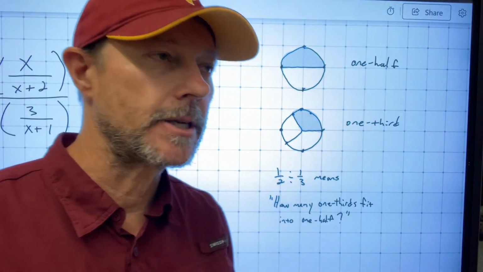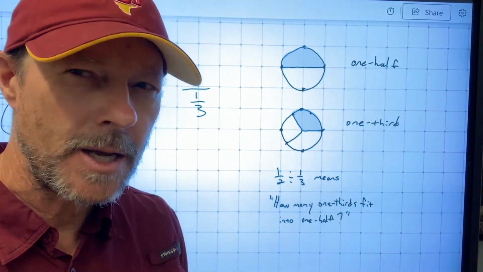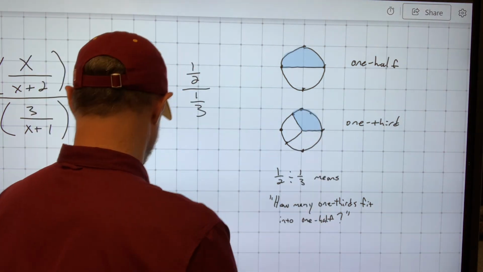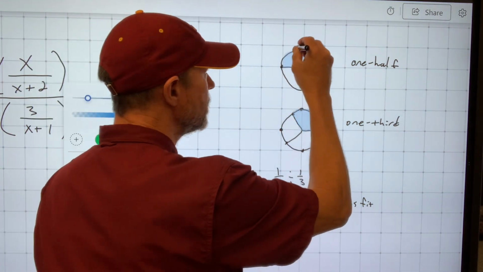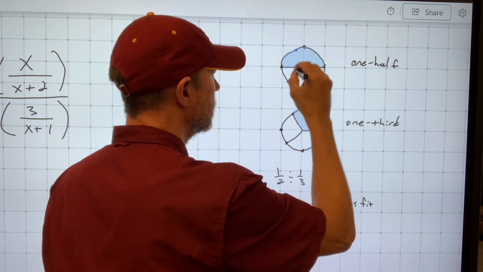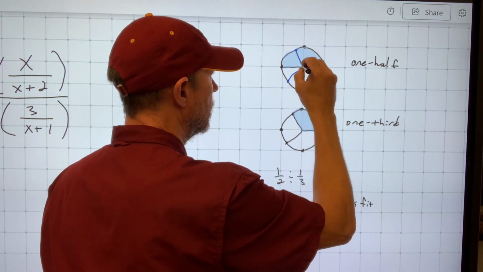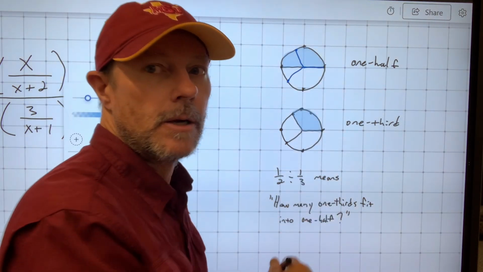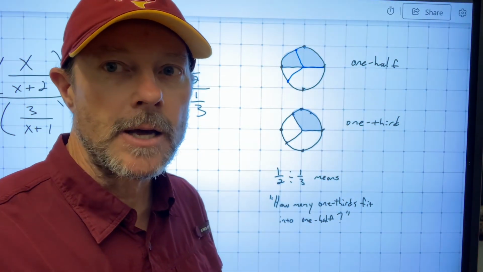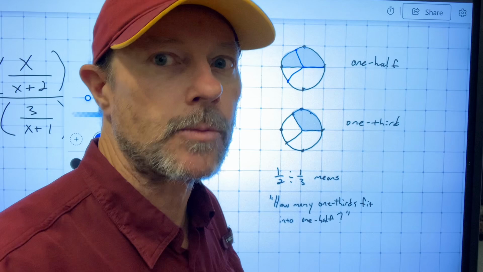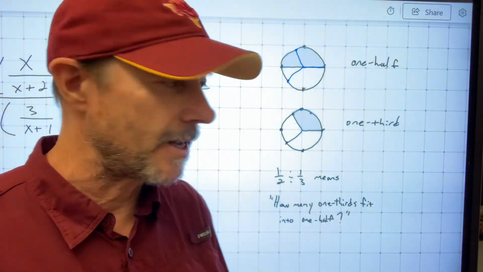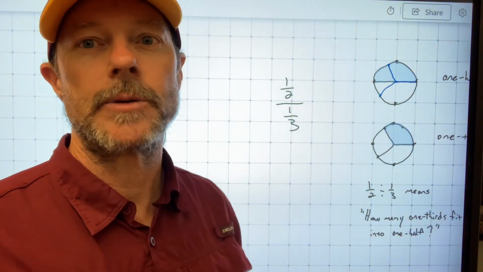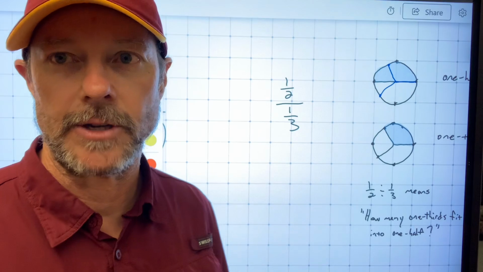And the answer is clearly a little bit more than 1, because you can see that the third, maybe I need another color here. If I were to divide this pizza into thirds, then there's a third there, but there's a little bit more, okay? So obviously more than 1/3 will fit into a half. How do we find the exact number? Well, it's easy. You do what you've always been doing with fractions. You just get an equivalent expression.